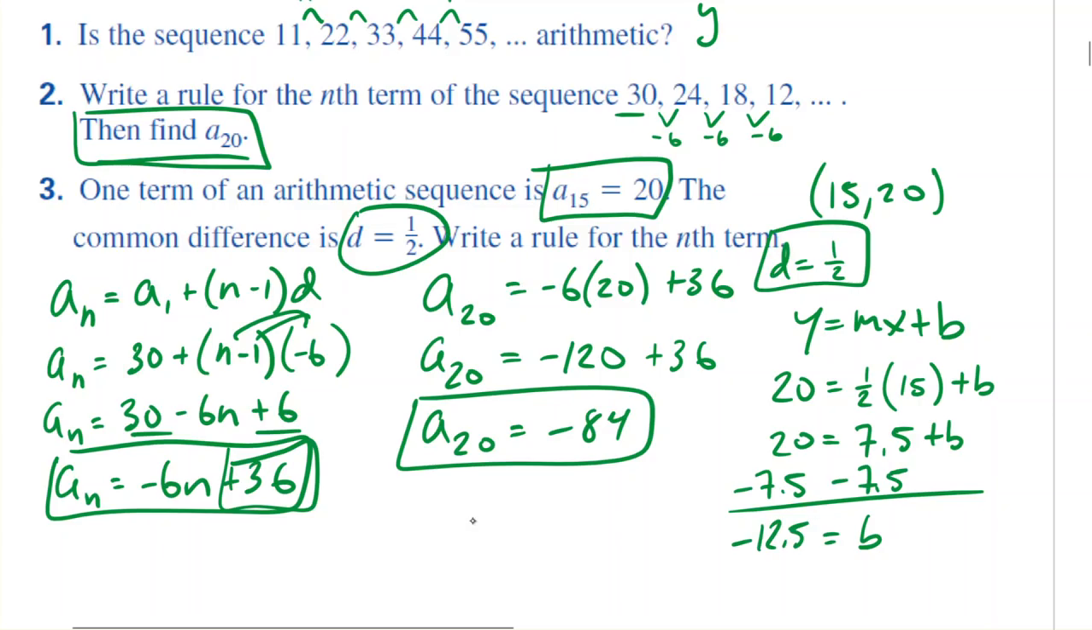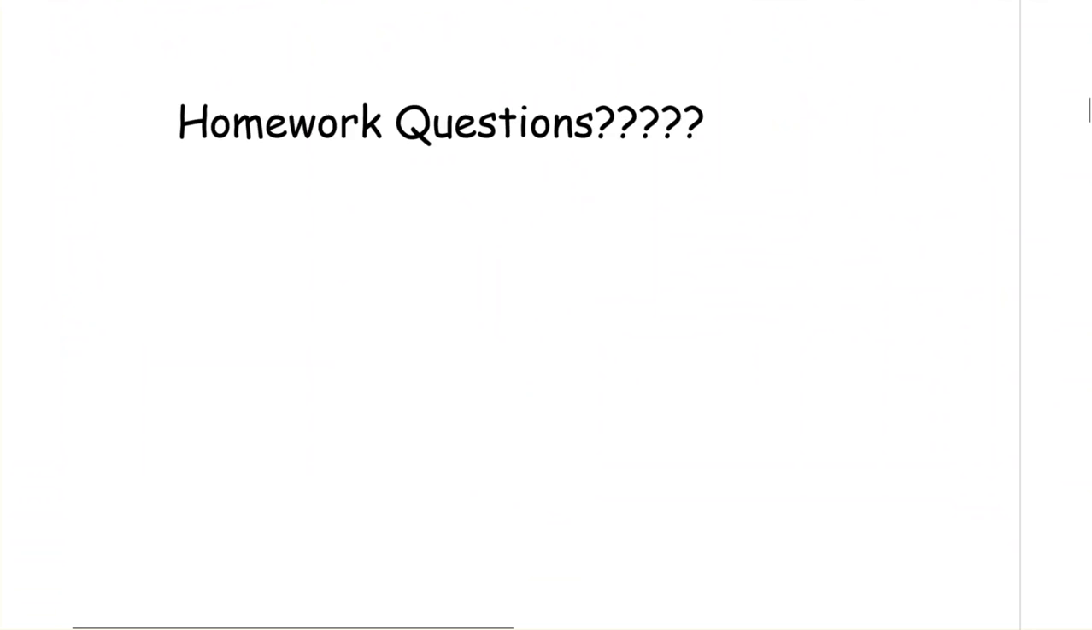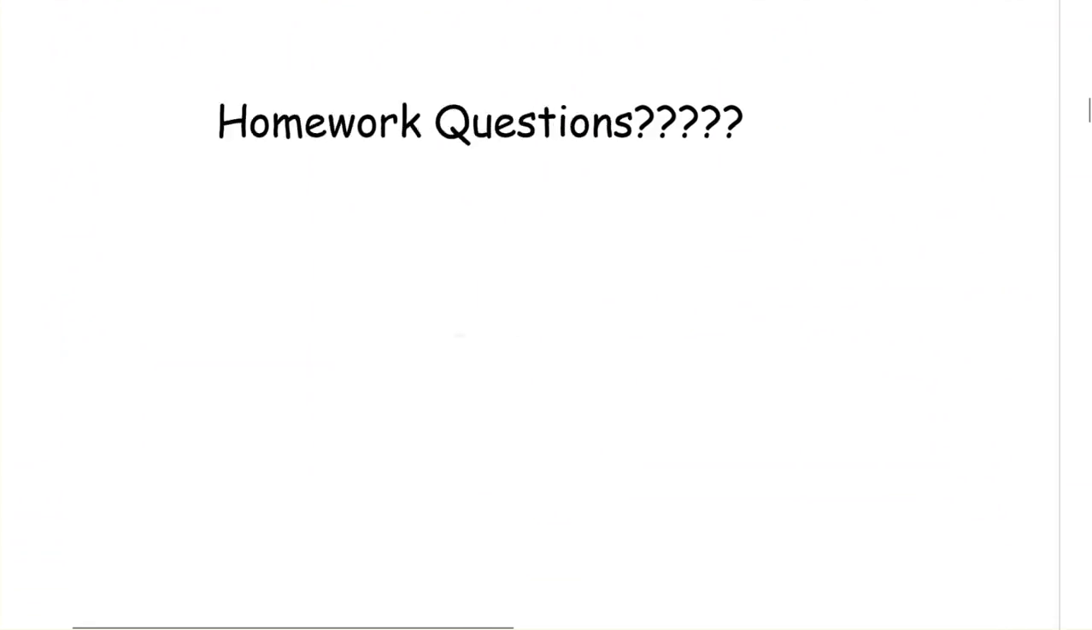So then our rule would be a sub n equals 1/2 n minus 12.5. Sorry, not minus 12.5, plus 12.5. Homework questions we'll do in class.